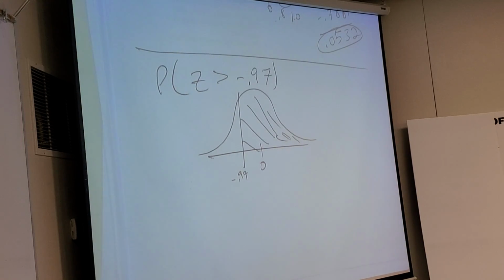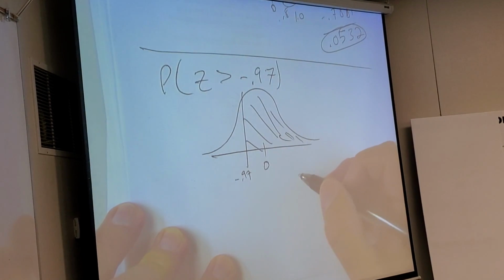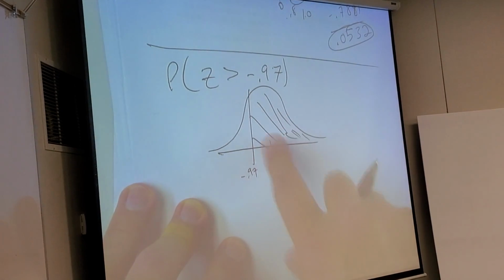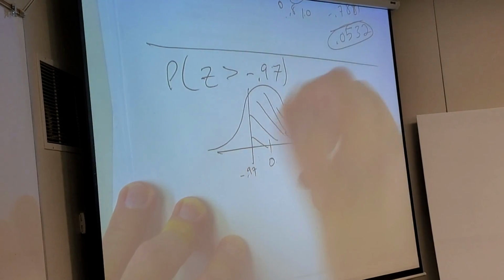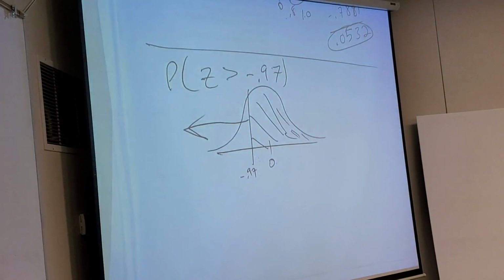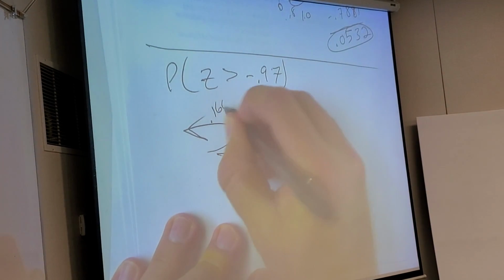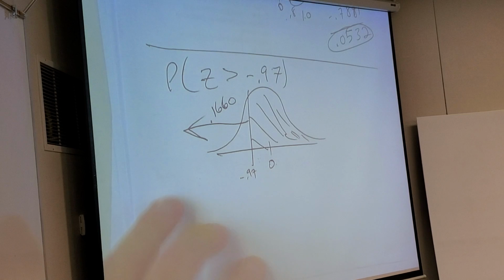What do you get when you look up negative 0.97? Yeah, 0.1660. Don't just put it down and circle it. Where does it go in the picture automatically? It's always that. That's what the chart is built to tell us. Now you already forgot it, Jeff. There it is, buddy.